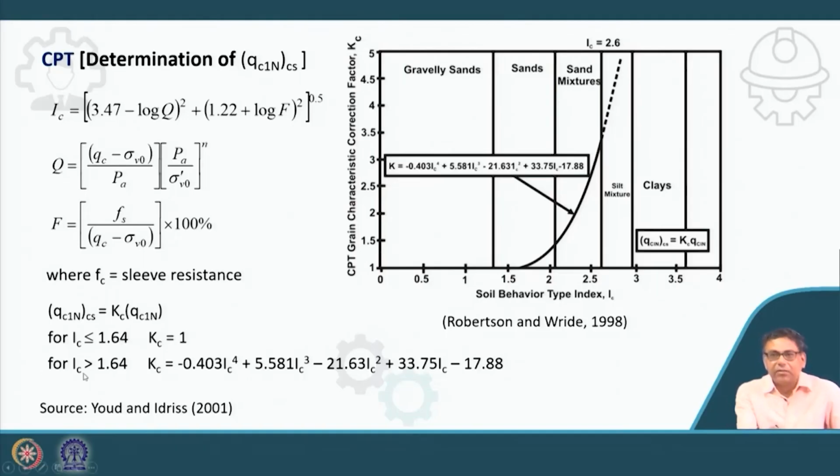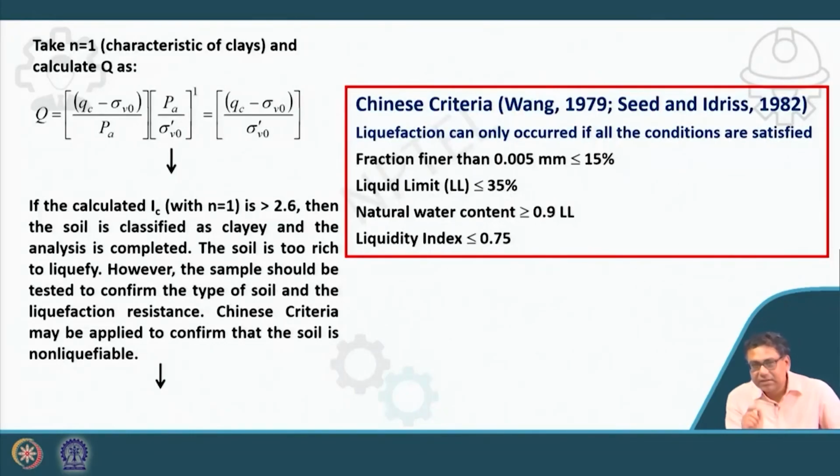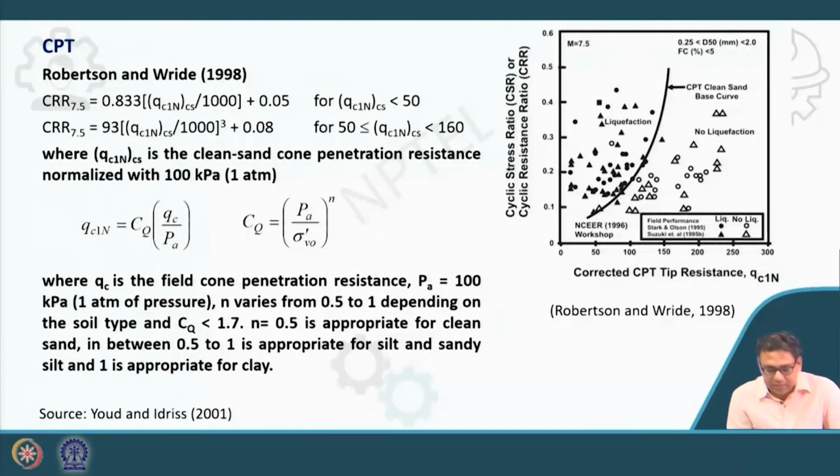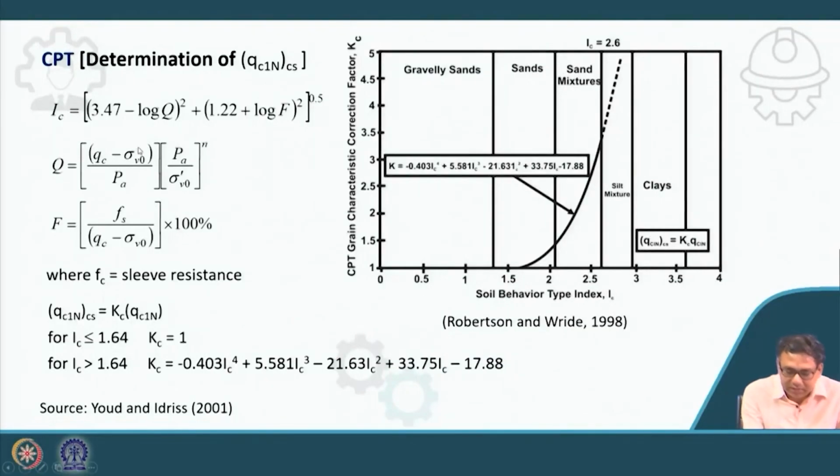So first I have to calculate the IC, and to calculate the IC I should know the N. To know the N value, the first step is that you take N equal to 1. That means I am assuming that the soil is clay. First I am taking N equal to 1, because for clay N equal to 1, and calculate the Q. If N equal to 1, then this PA will cancel, it will be simply QC minus sigma V0 dash.